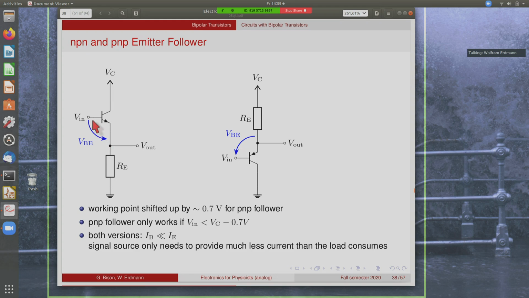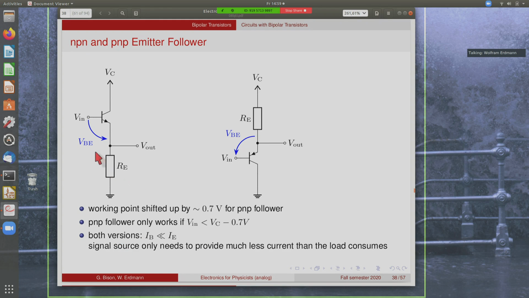So while this circuit will only work when the input voltage is higher than 0.7 volts, this will only work when the input voltage is less than the supply voltage minus 0.7 volts. But you can go down to 0. So depending on what you need to do, whether you need to be able to go down to ground, then you should better use a PNP follower. But if you need to go higher and can afford to lose some dynamic range here at the bottom, you can use the NPN follower.